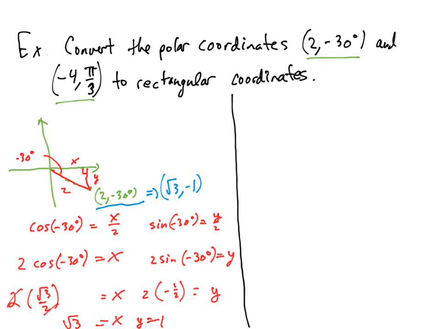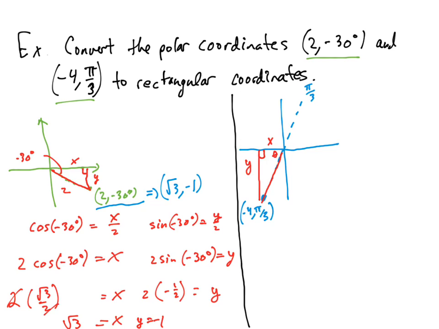We have negative 4 comma pi over 3. Pi over 3 is going to be in this direction, but because the r value is negative, we're going to be down here. So negative 4 comma pi over 3, so we are in quadrant number 3. Since we're in quadrant number 3, the x and the y values will both be negative. So if we want to make a right triangle here with angle theta.